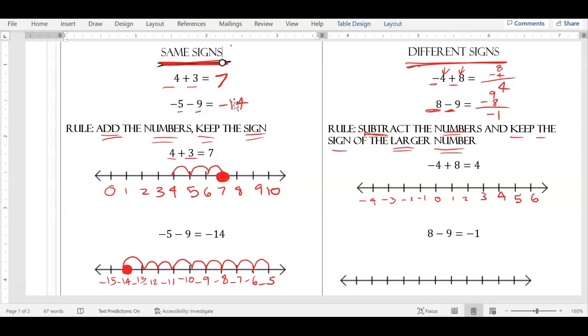So again, put your pencil at -4 and count 1, 2, 3, 4, 5, 6, 7, 8. And you got to put a solid circle there filled in.